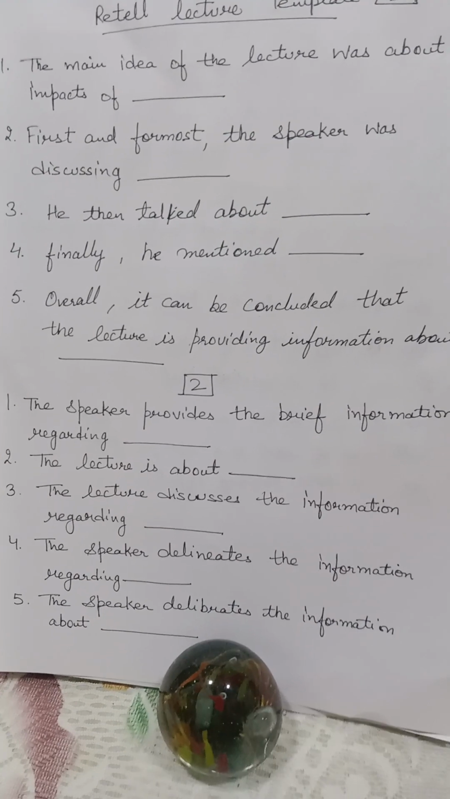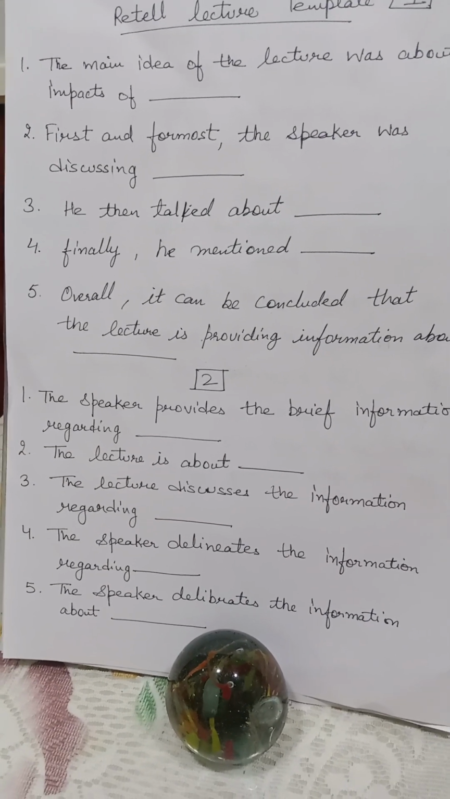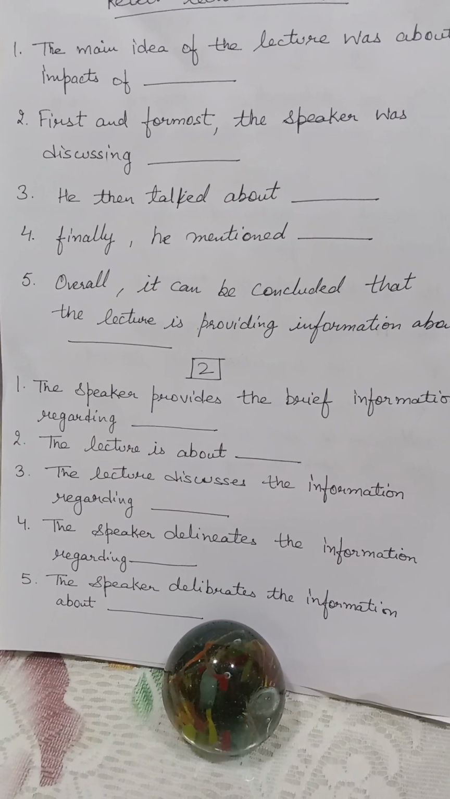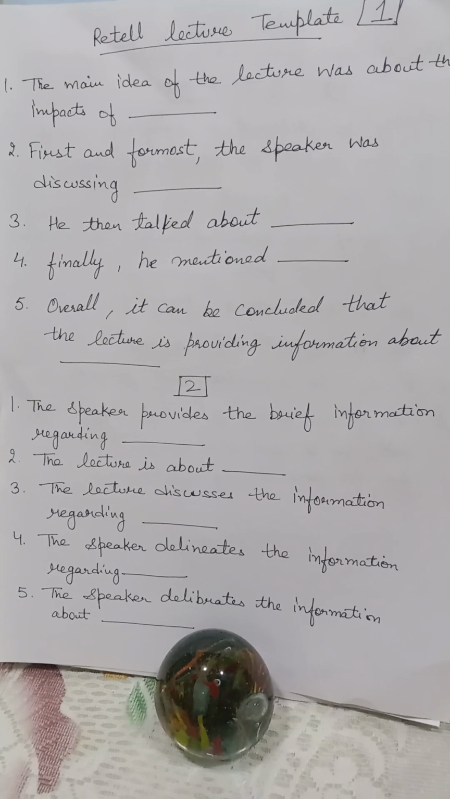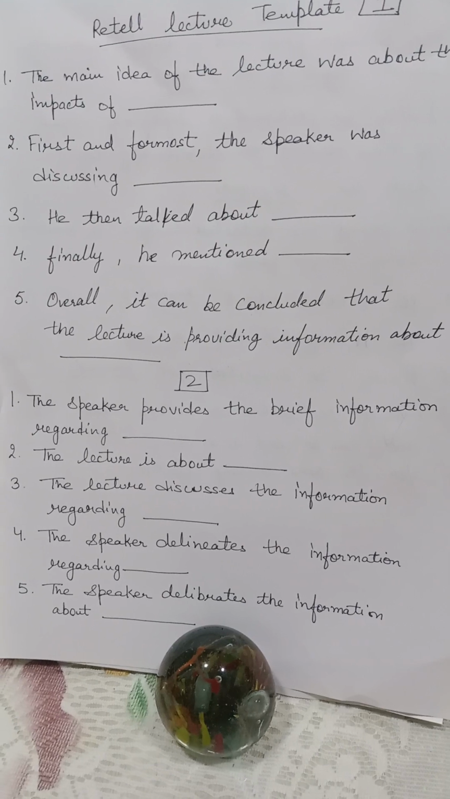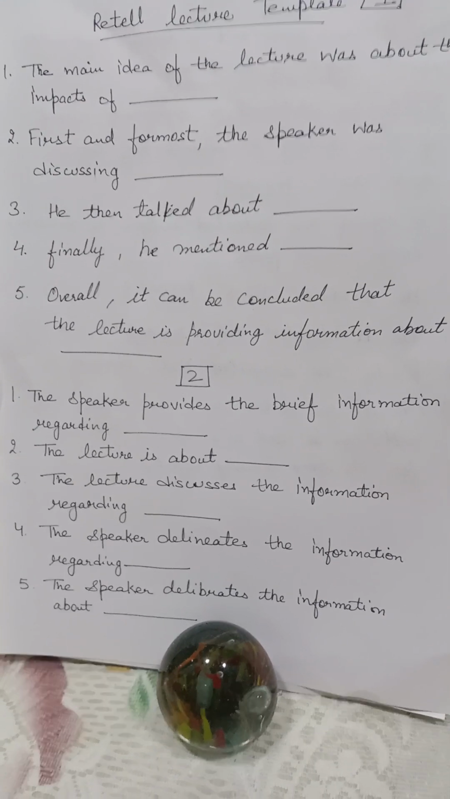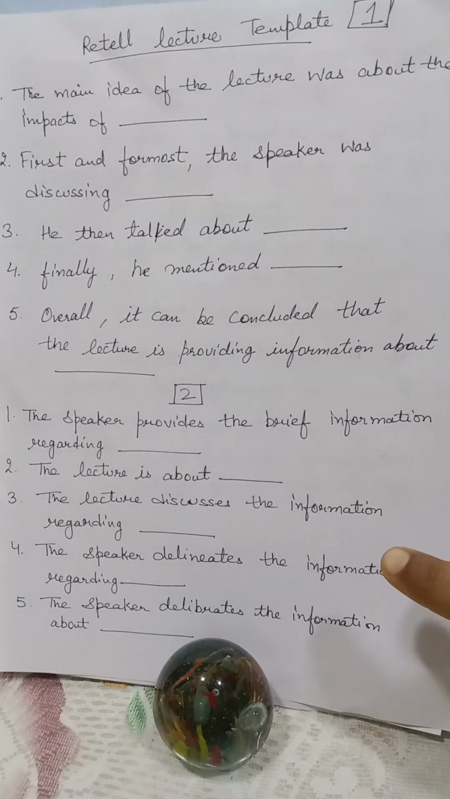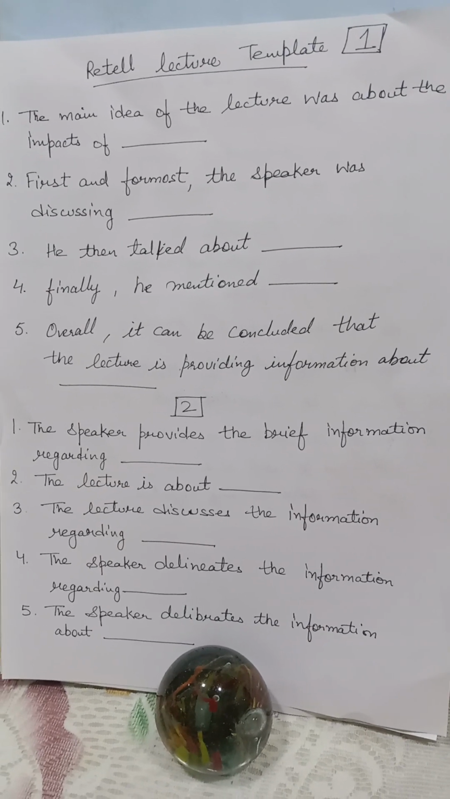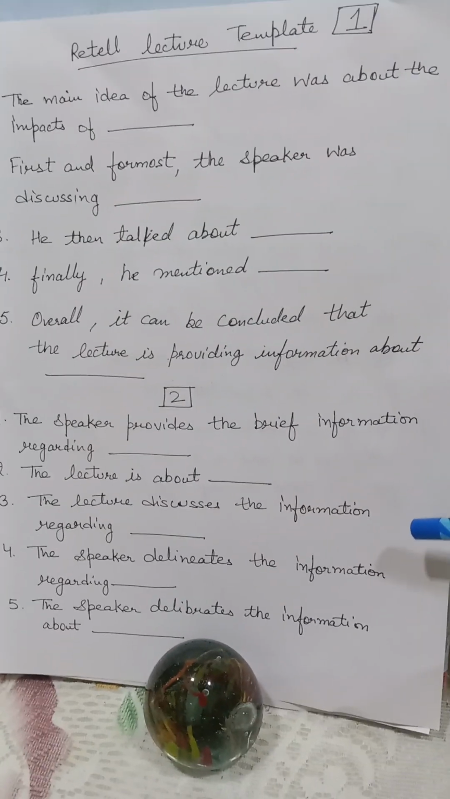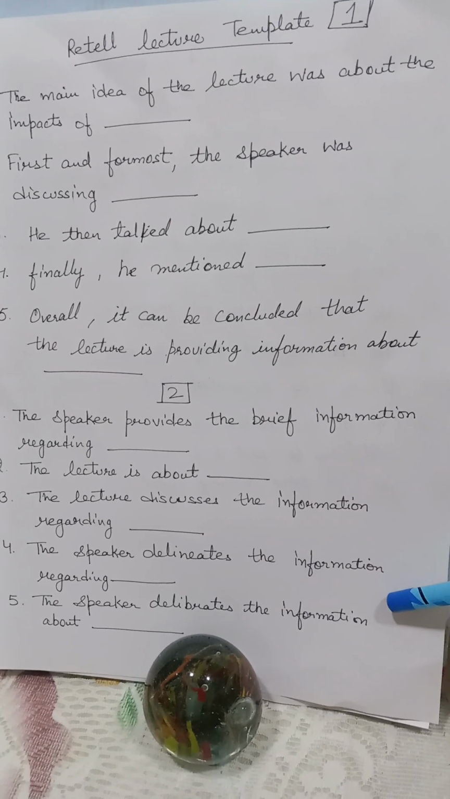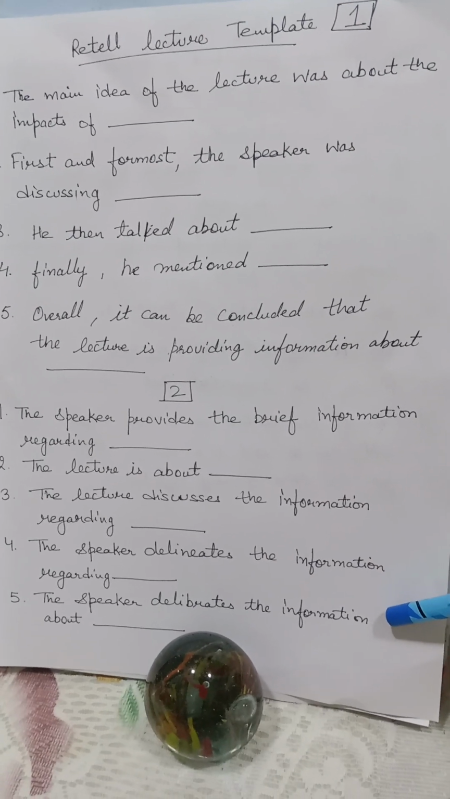Then comes the template for some of the lines that you can generally use. These are: the speaker provides the brief information regarding. The lecture is about. The lecture discusses the information regarding. The lecture delineates the information regarding, and the speaker deliberates the information about.